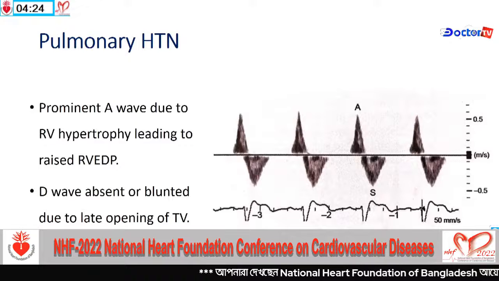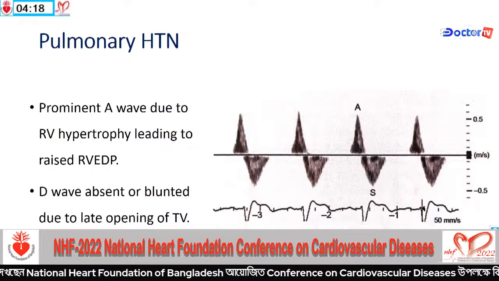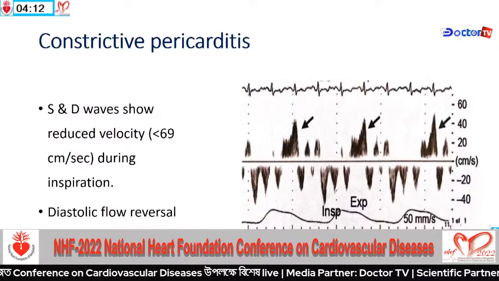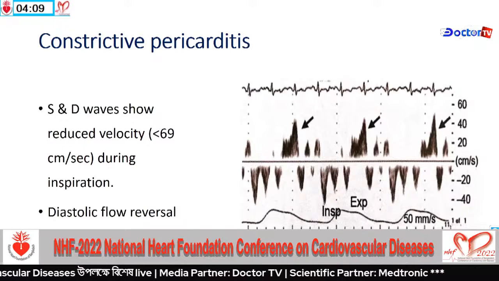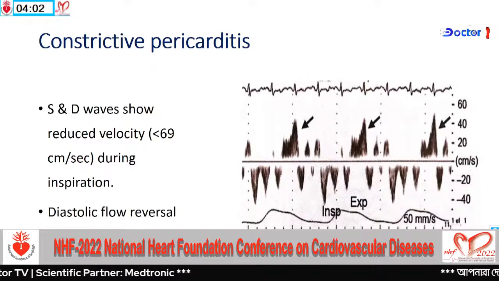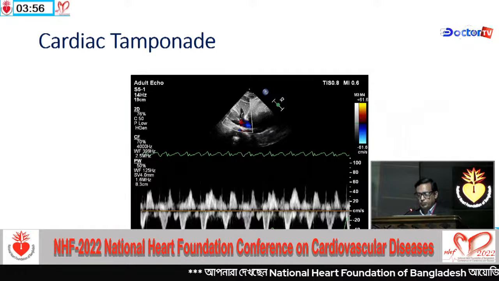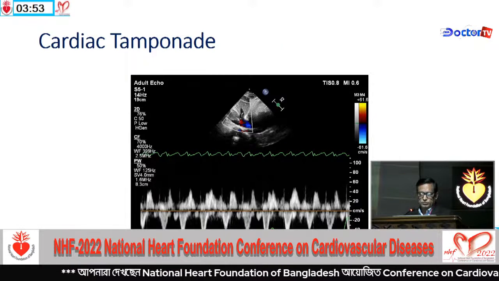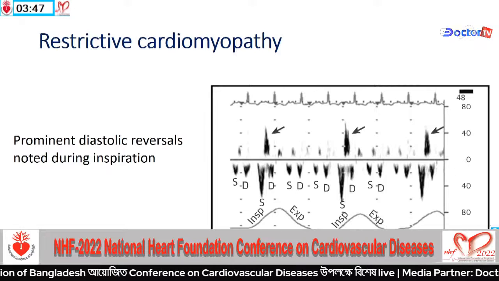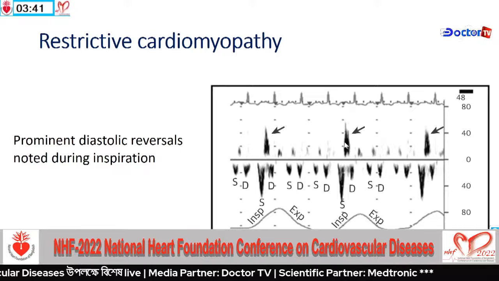And in case of pulmonary hypertension with marked RV hypertrophy, you can get only two waves, the S wave for systole and the A and D wave as a single one. You can also diagnose constrictive pericarditis with hepatic vein flow by means of the respiratory variation, which becomes more than 40% between inspiration and expiration. And you can also diagnose cardiac tamponade by means of respiratory variation in the hepatic venous flow, especially in the diastolic flow. And you can also identify restrictive pathology of the right ventricle, if there is any, where you will not get that much respiratory variation, but during inspiration, there may be a diastolic reversal.